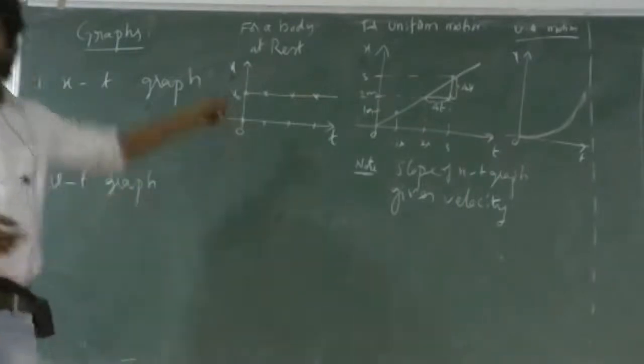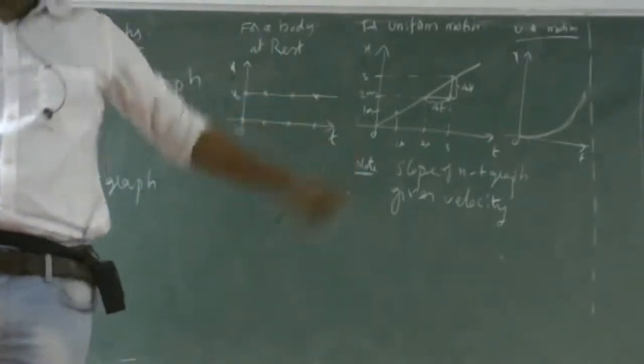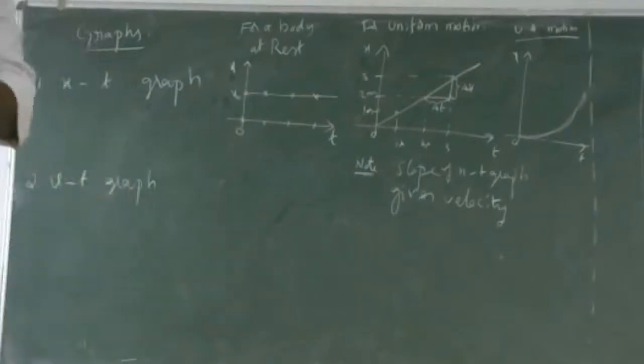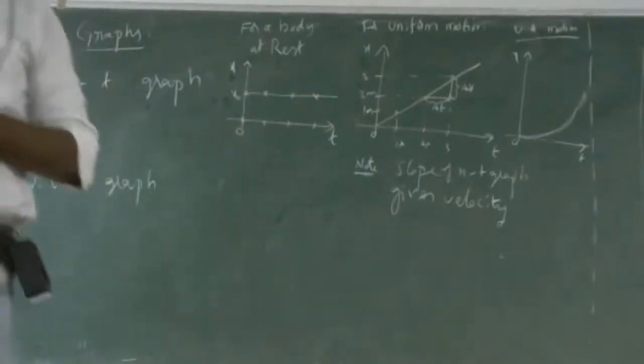Velocity time graph. Already as you have copied that, can I erase this? Where is the tester? I think I kept it somewhere there.